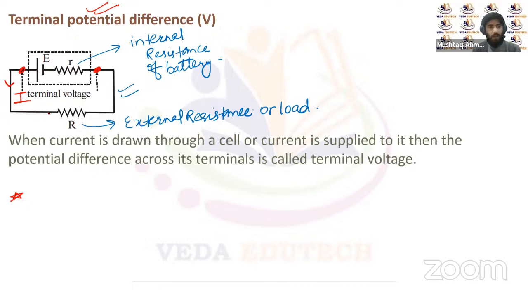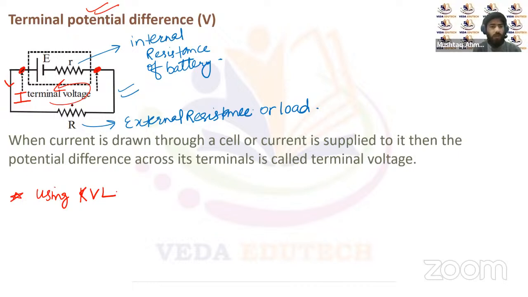So if I is the current, then there will be some potential drop across the internal resistance. We can just use KVL also, right? If we use the KVL in this circuit, let's suppose we are using the KVL in this circuit.